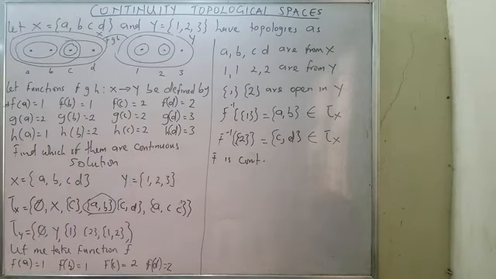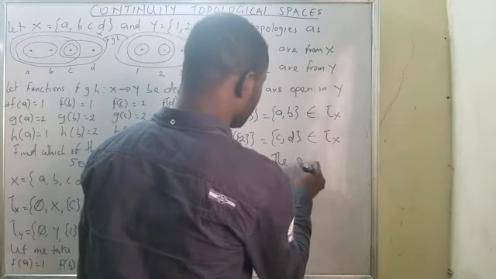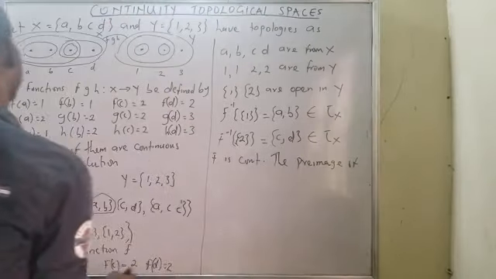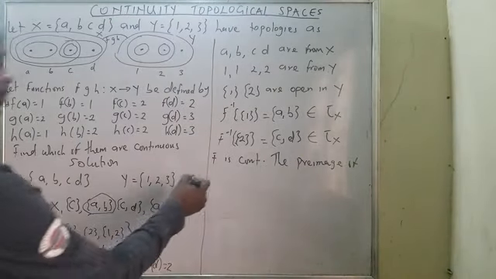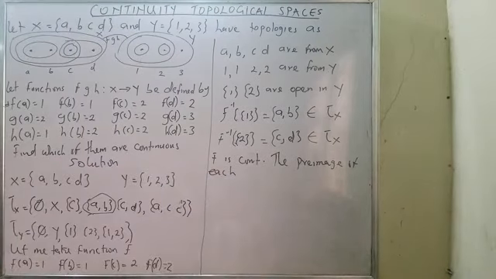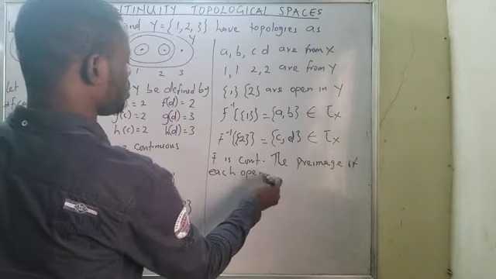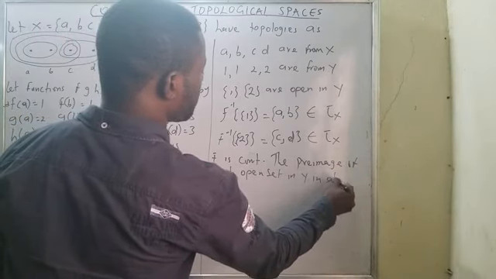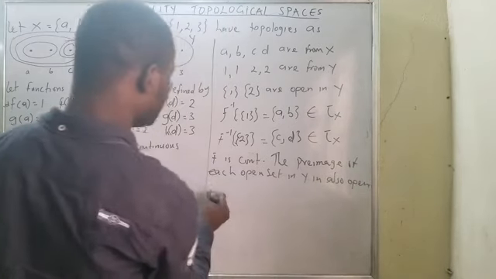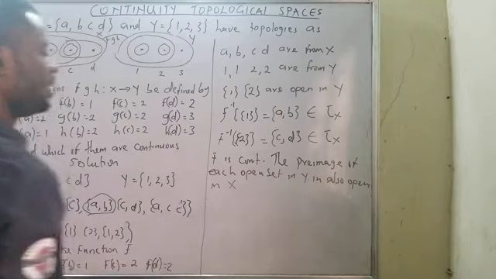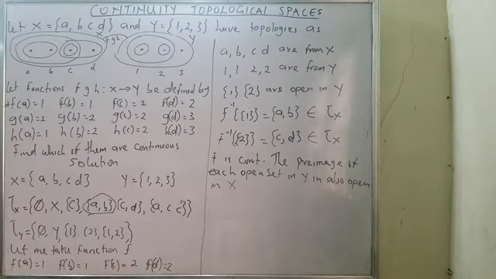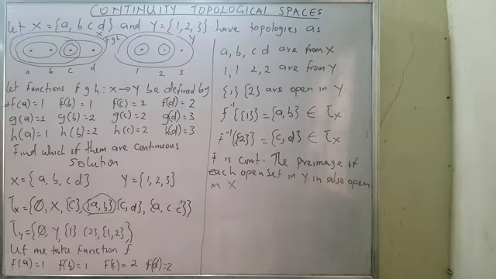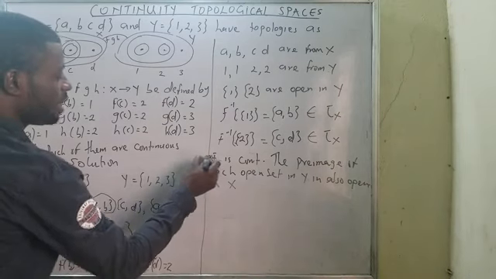The pre-image of each open set in Y is also open in X. That is all about that. It means, can you see how to generate? By so doing that, my function F is continuous. Please take note of this very well. Let me go to the next function.